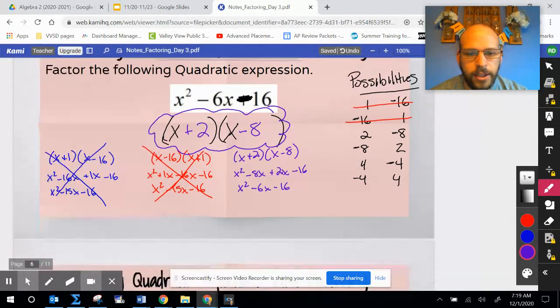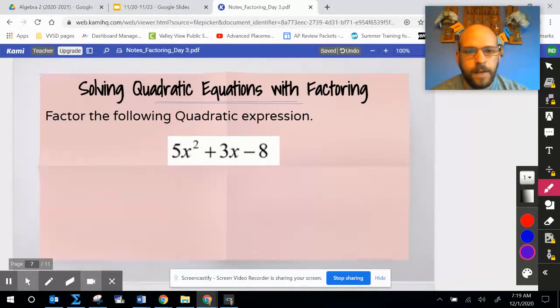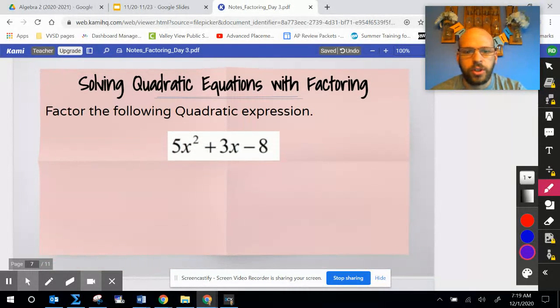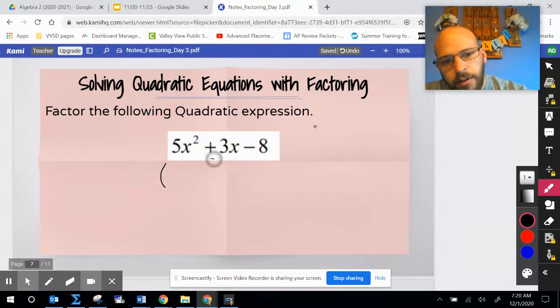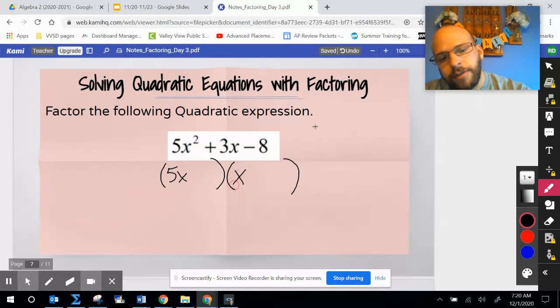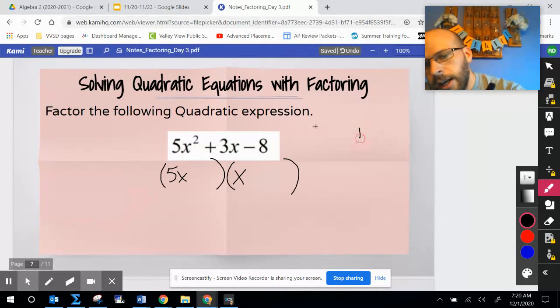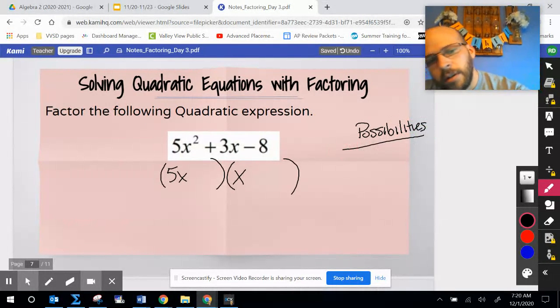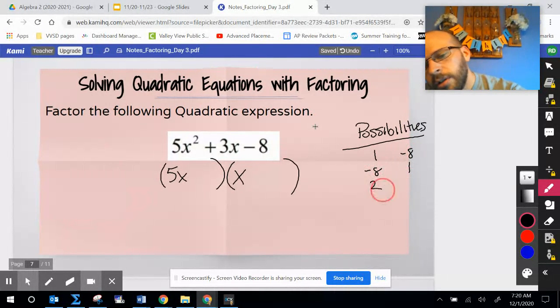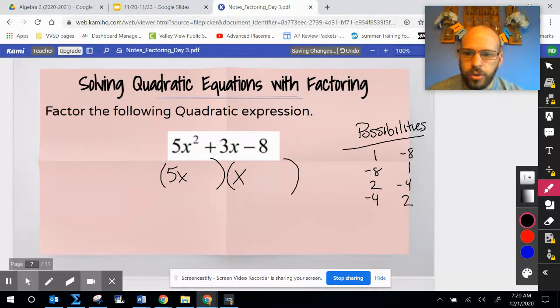Okay? I'm going to do one last one. Okay? So follow along with me. Feel free to pause if you want to try to do it on your own. I'm going to start with my guarantees. I know 5x squared can be broken into 5x and x. And then I want to list out my possibilities for negative 8. So I can say 1 and negative 8, negative 8 and 1, 2 and negative 4, negative 4 and 2. And I think those are all the possibilities for negative 8.